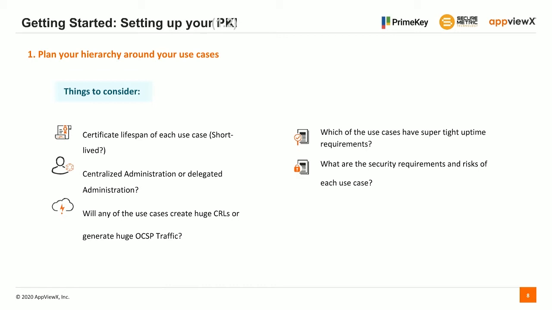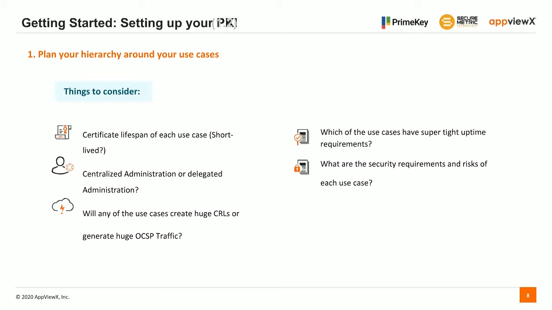In the old days of PKI, you used to have certificates that are at least a year long, but now with use cases like BYOD, guest access, and MAC network access control, you start to have shorter lifespans of certificates. It could be minutes or even days. So this is one of the challenges of the modern day PKI.